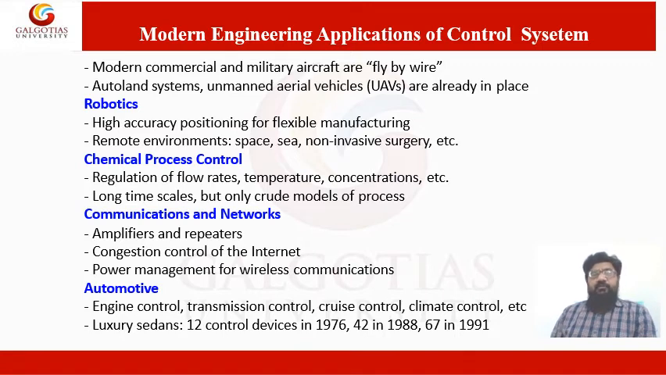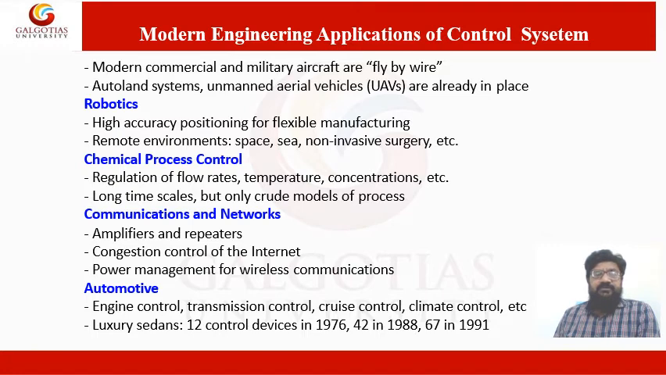Now let us talk about modern engineering applications of control systems. As I have told you, there is an immense need of controlling systems, especially electronic systems like our modern aircraft and military planes, space vehicles, space shuttle, unmanned aerial vehicles, drones, etc. They are called fly-by-wire because everything is controlled by signals, right?